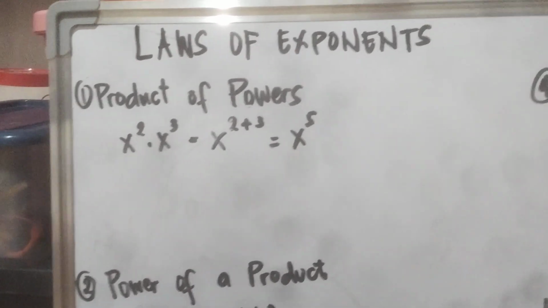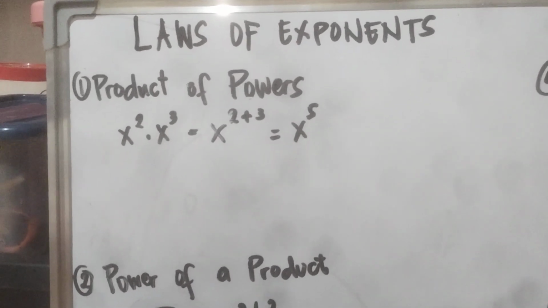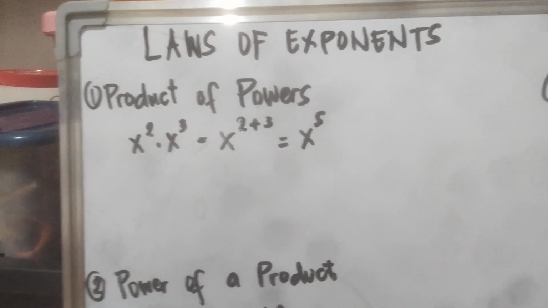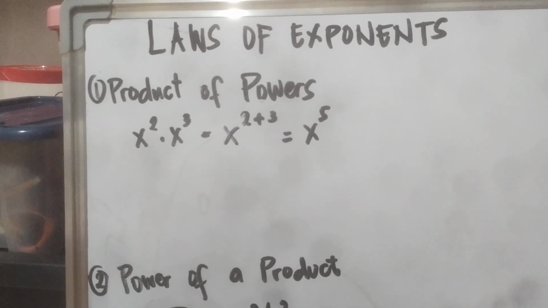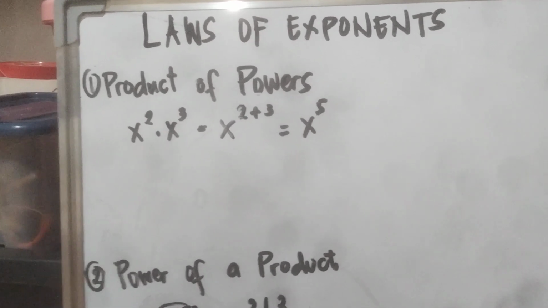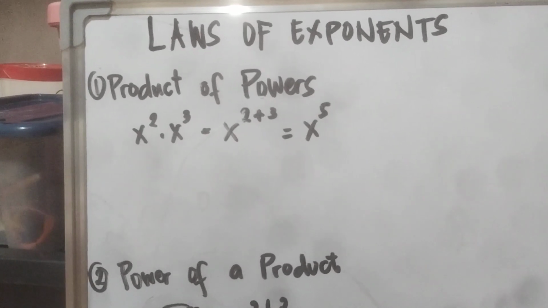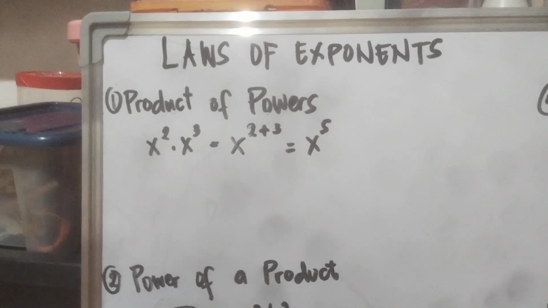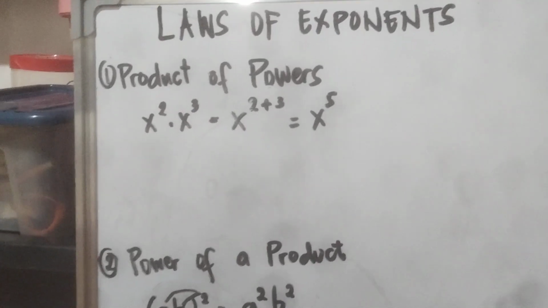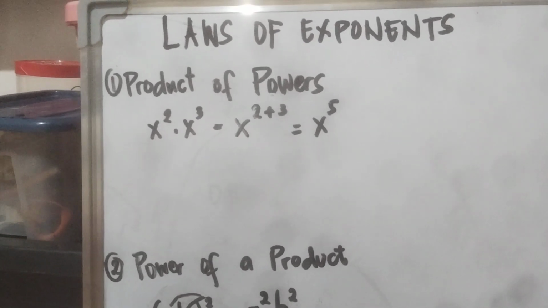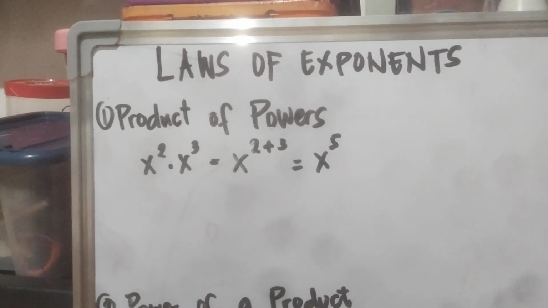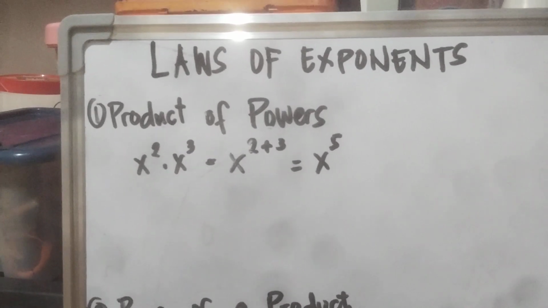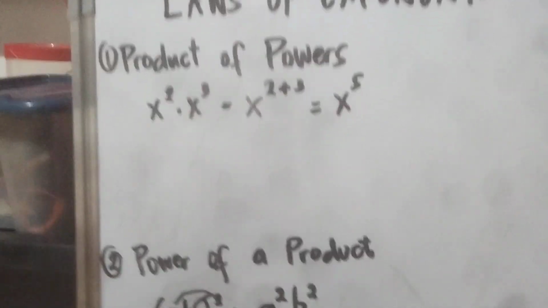For example, if we have the given x squared times x cubed, then that is equal to, we just copy the base x, and then what happens to the exponents 2 and 3? We just add. So it becomes 2 plus 3, it becomes 5. Therefore, the final answer will be x raised to the 5th power.